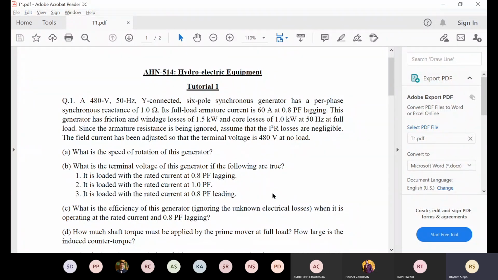So you are able to hear me, I hope, right? Yes, sir. Yes, sir. Yes, sir. Yeah. Okay. I'm just connecting the writing pad.